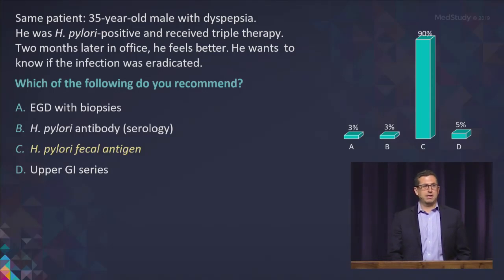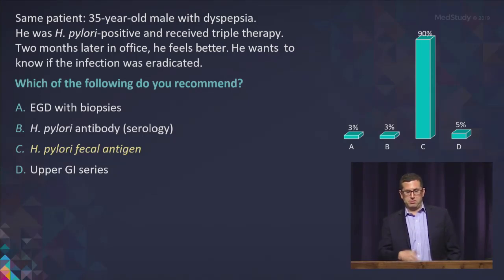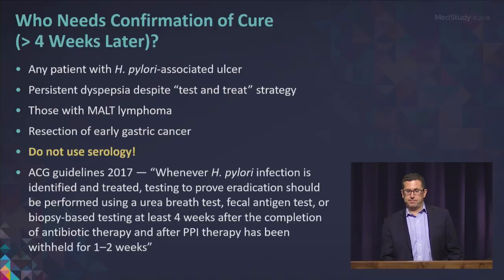Upper GI series is not going to help because you can't at all tell if H. pylori is there. You have to do a specific test for it. The upper GI series just gives you a general sense of the anatomy of the stomach.